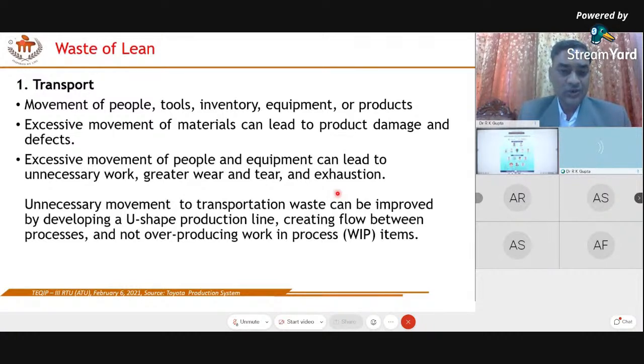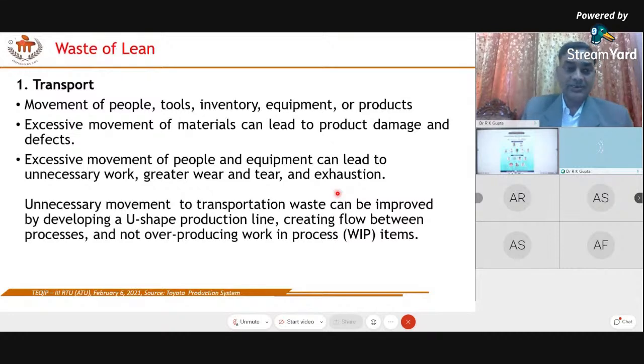Right. So transportation is one part of lean manufacturing, meaning wastage in terms of transport. So we have to reduce the movement of people, tools and equipment, raw material, work in process inventory, and finished product. So that improves our system.